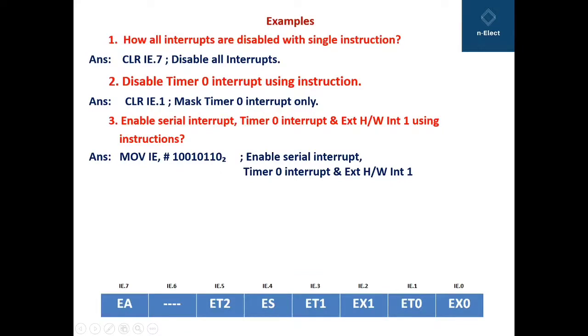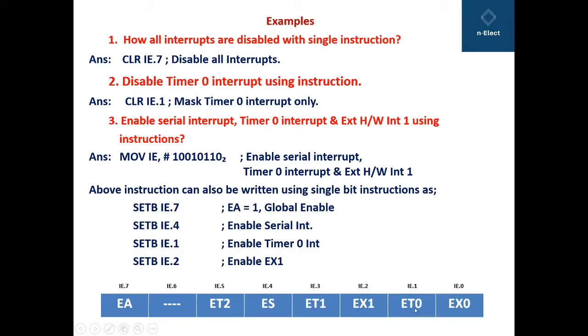Another way of writing the same or getting the same effect is like this. Here for every bit we have written an instruction. So for the 7th bit we have written SETB IE.7, that is set bit 7, set bit 4, set bit 1 and set bit 2. So for individual bits we have written individual instructions, and that's why we have written 4 instructions, but the earlier way can do it in a single instruction. So this is the alternative way of getting the same effect.